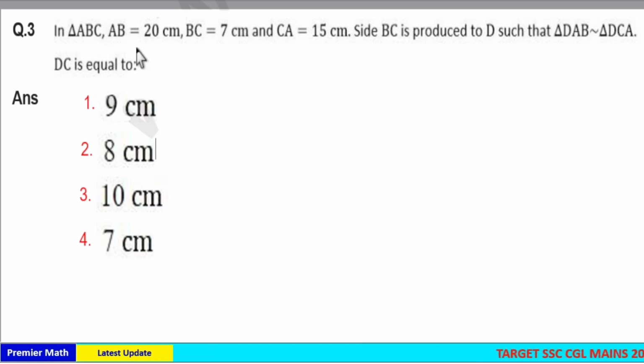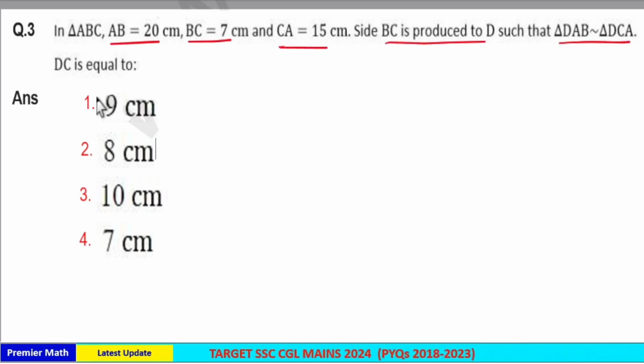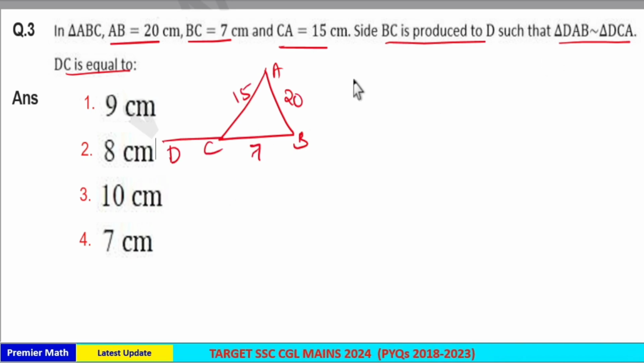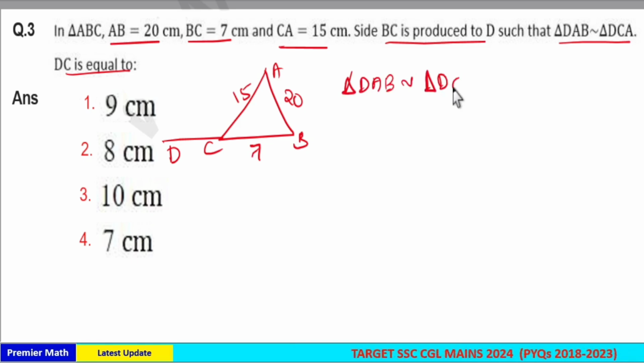In triangle ABC, AB is 20, BC is 7, CA is 15. Side BC is produced to D such that triangle DAB is similar to triangle DCA. DC is equal to? Here this is triangle ABC, AB is 20, BC is 7 and CA is 15. Here BC is produced to D. Consider this as D. Now triangle DAB is similar to triangle DCA.